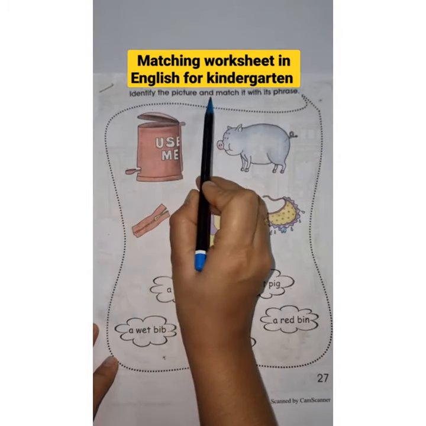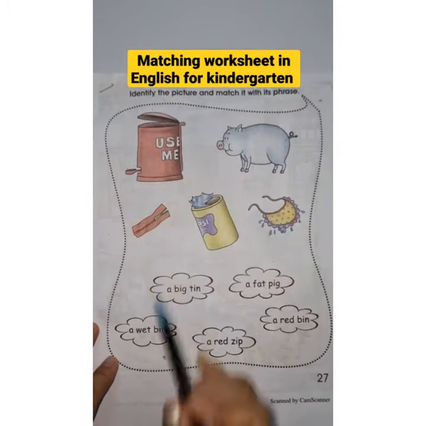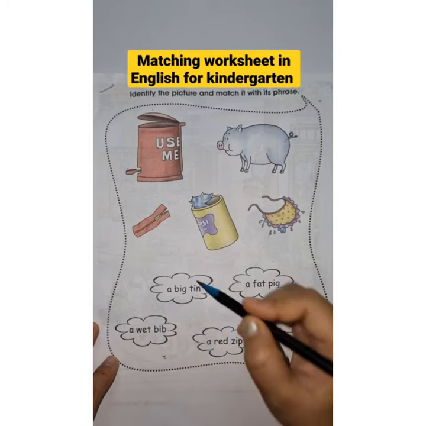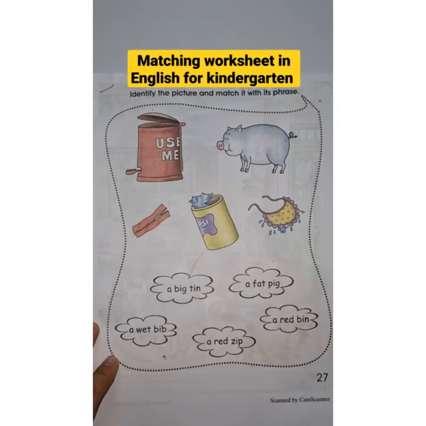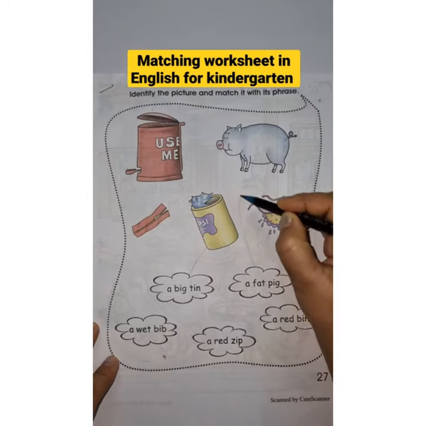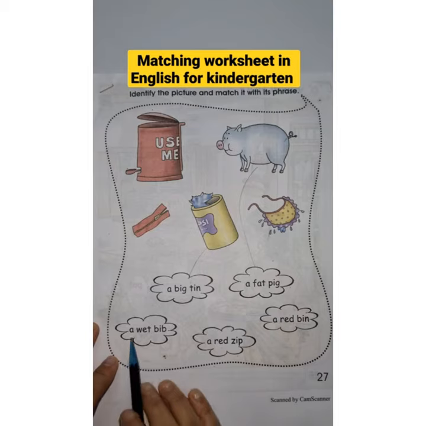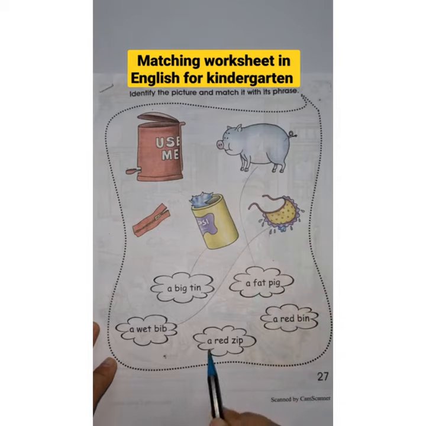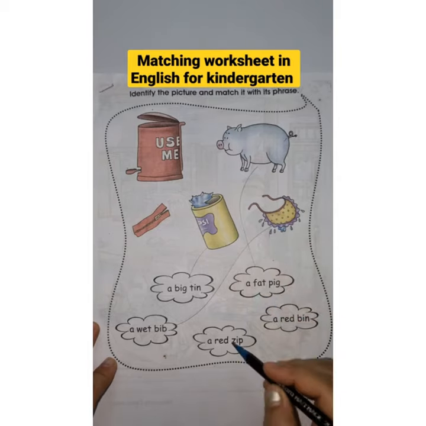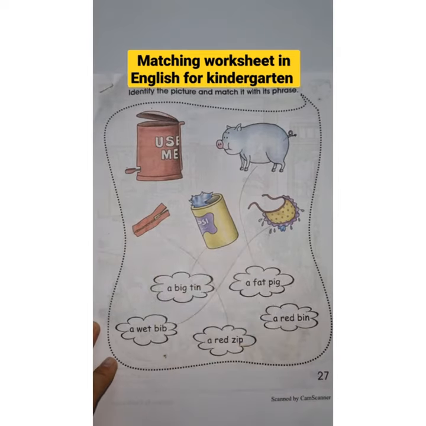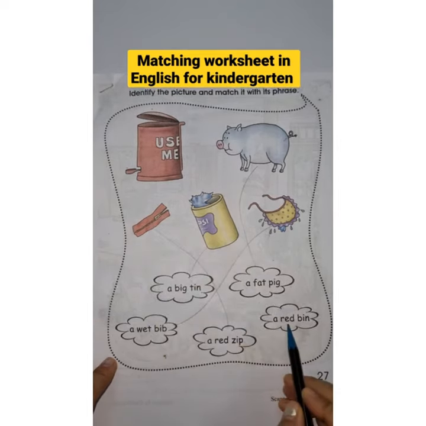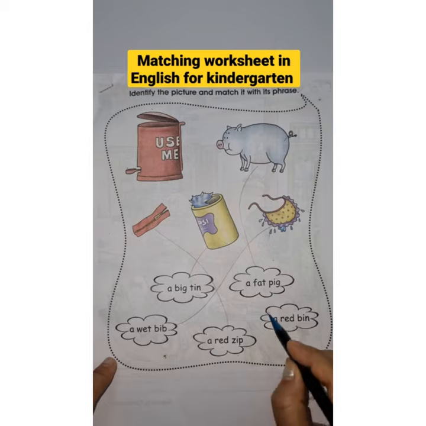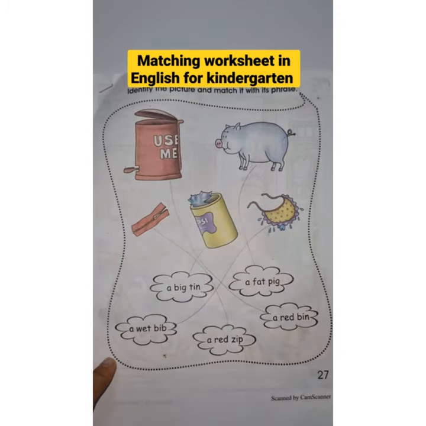Identify the picture and match it with its phrase. A big tin. A fat pig. A wet bib. A red zip. A red bin.